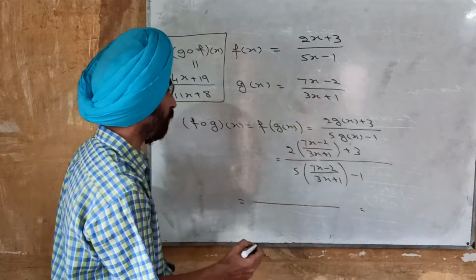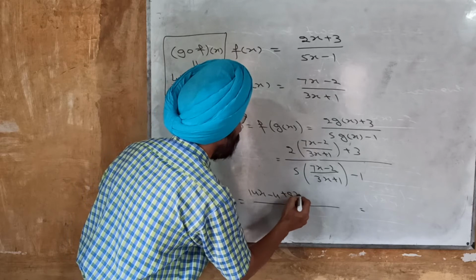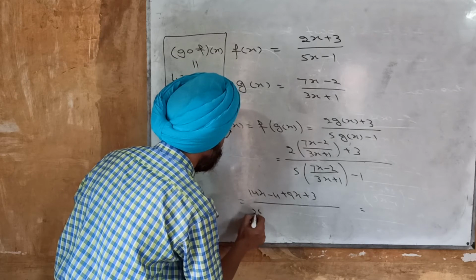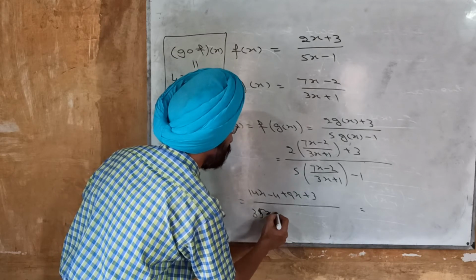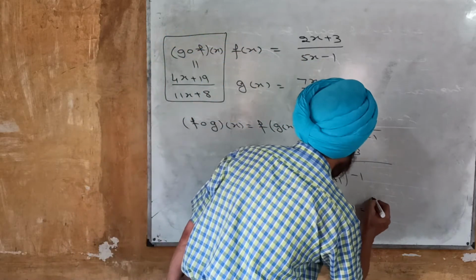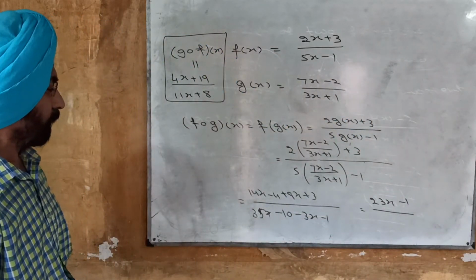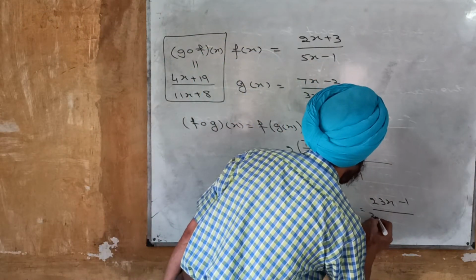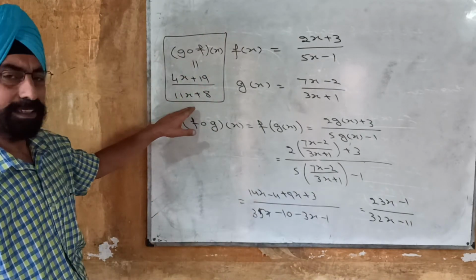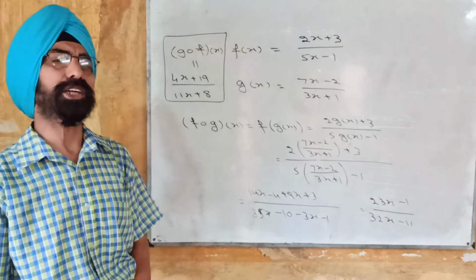On further solving, it will be (14x minus 4 plus 9x plus 3) upon (35x minus 10 minus 3x minus 1), that means (23x minus 1) upon (32x minus 11). Now look at what was your f composite g of x and what is your g composite f of x. They are not same. Even their domain is not same.